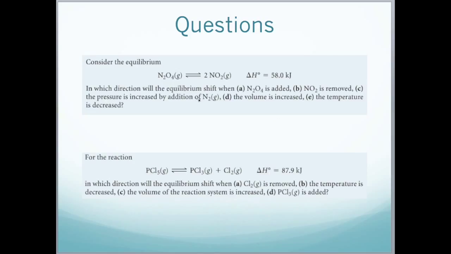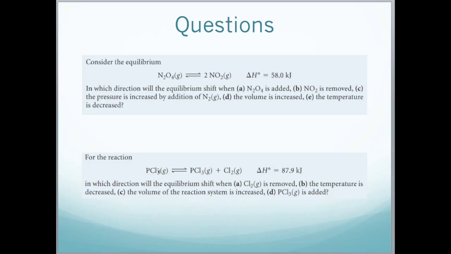Finally, we are asked to consider what will happen to the equilibrium if we decrease the temperature. We are told here that the forward reaction is endothermic. Therefore, if the temperature is decreased, the equilibrium will shift to the left because the reverse will be an exothermic reaction. And this would allow the system temperature to increase back to its starting point.